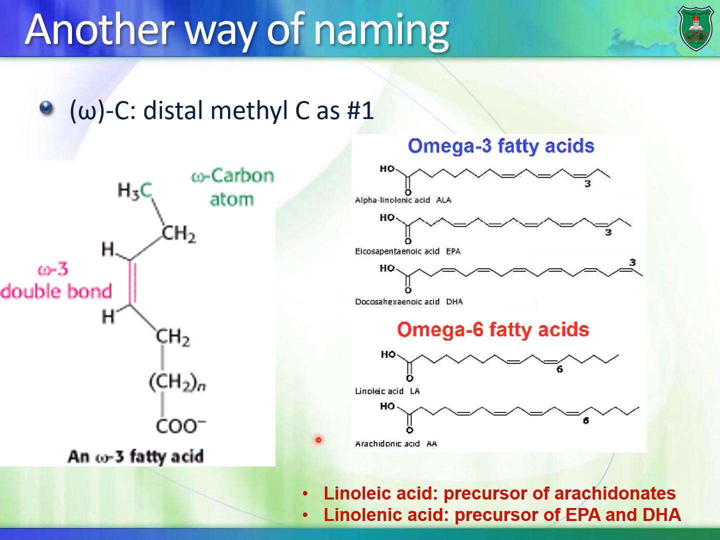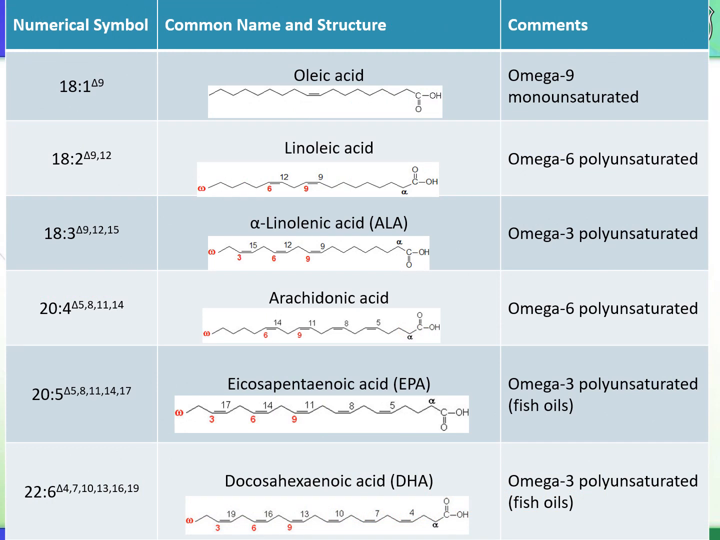Now, linoleic and linolenic fatty acids are essential fatty acids, meaning that we cannot synthesize them and we have to get them from diet. Linoleic fatty acid is a precursor of arachidonic acid, and linolenic fatty acid is a precursor of EPA and DHA, these ones here. So again, these are designations of these fatty acids: oleic acid, linoleic, linolenic, arachidonic, and EPA, as well as docosahexaenoic acid.